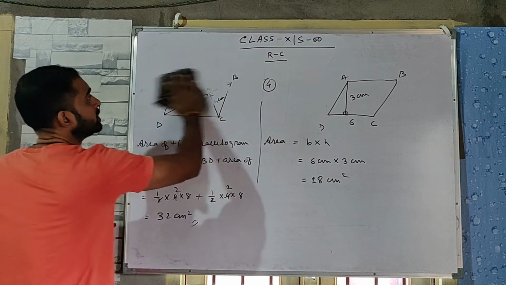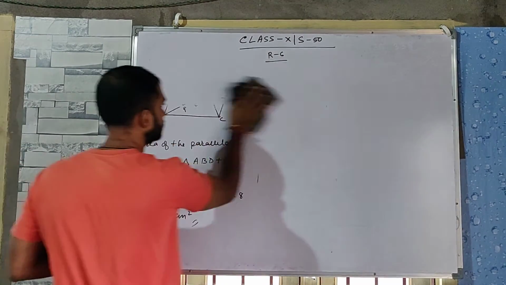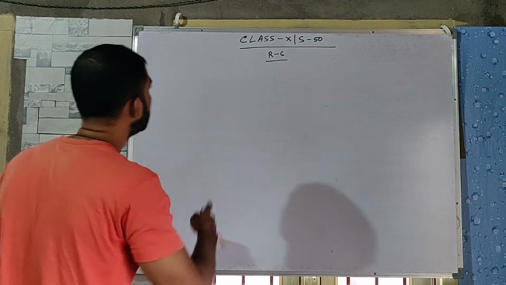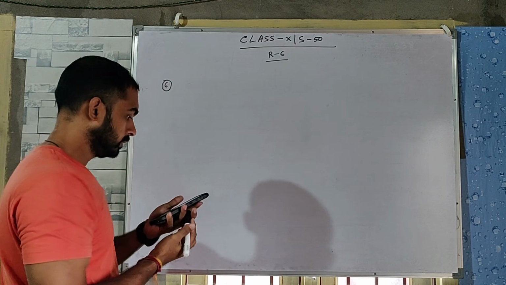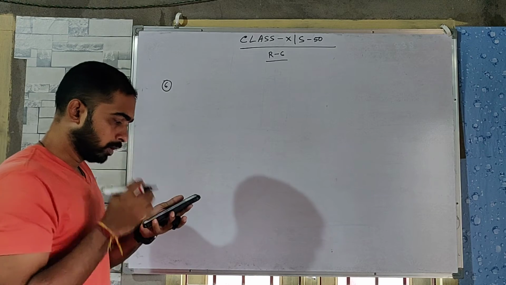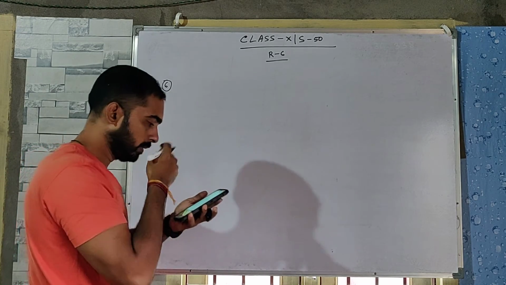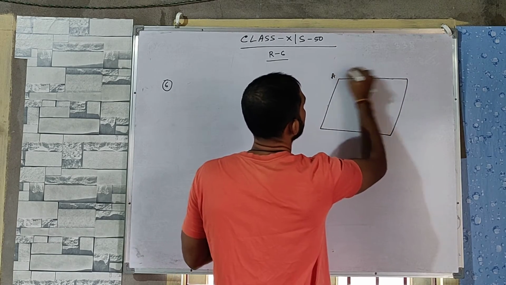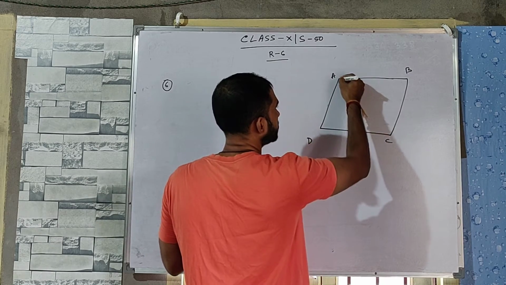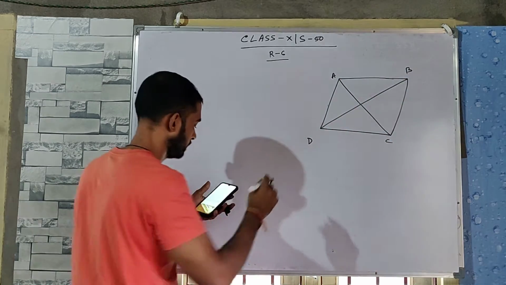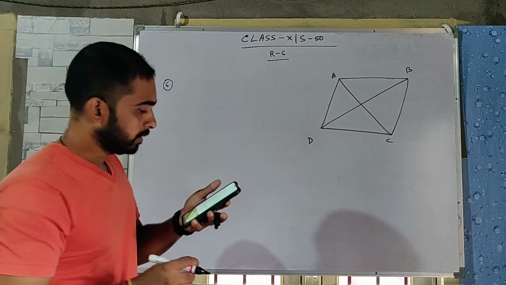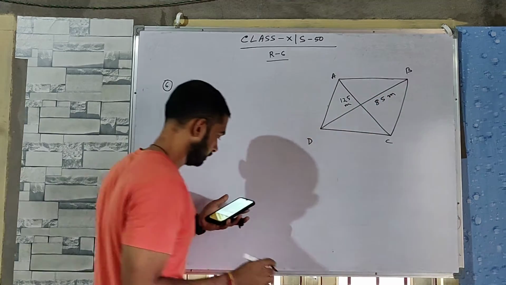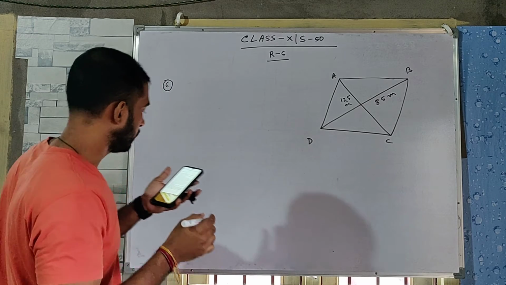Next, question number 6. The lengths of the diagonals of a plot of land in the form of a rhombus are 125 and 85 meters. ABCD is the rhombus where the diagonals are AC and BD. What is given? The diagonals are 125 meter and 85 meter. Then find the area of the plot.